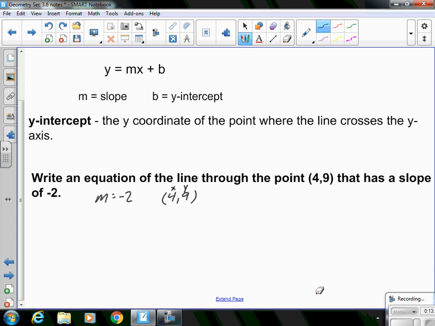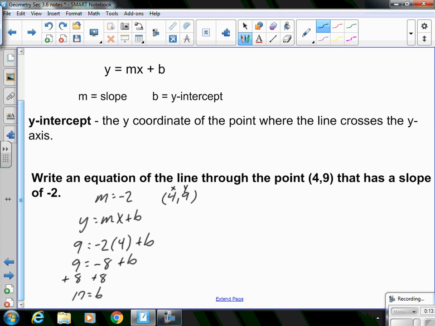So from here, using y equals mx plus b, plugging everything in, y is 9, m is negative 2, the x is 4, and the b is what we don't know. It's going to be 9 equals negative 8 plus b. And add the 8 to both sides. So our b value is 17.